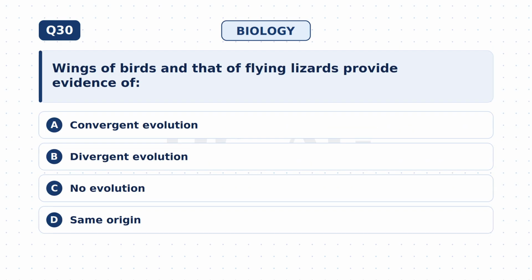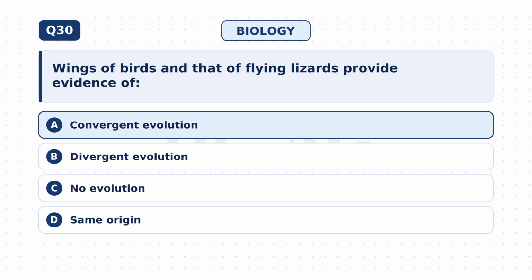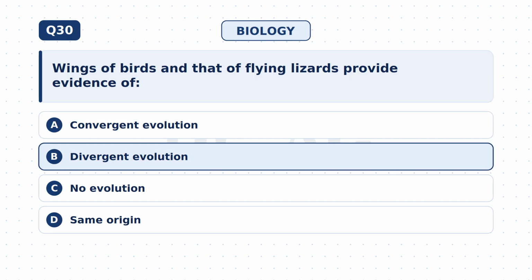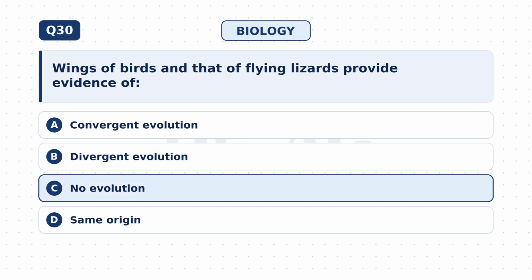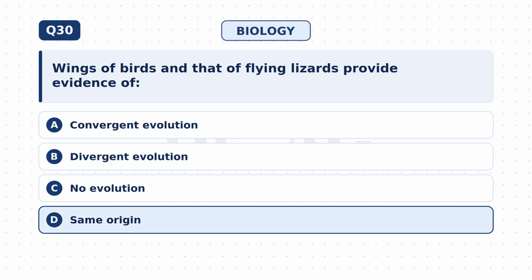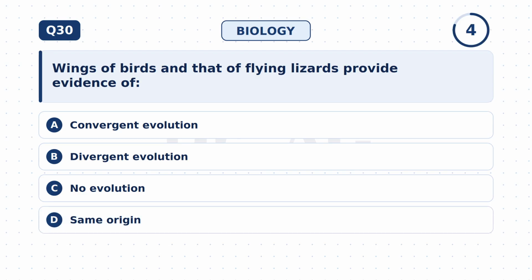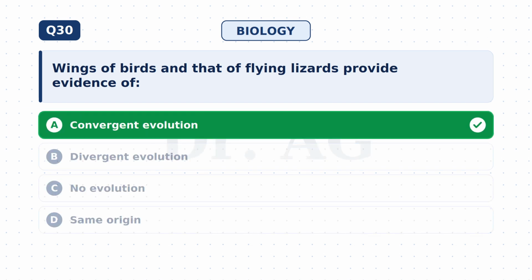Question 30. Wings of birds and that of flying lizards provide evidence of? Option A, convergent evolution. Option B, divergent evolution. Option C, no evolution. Option D, same origin. The correct answer is A, convergent evolution.